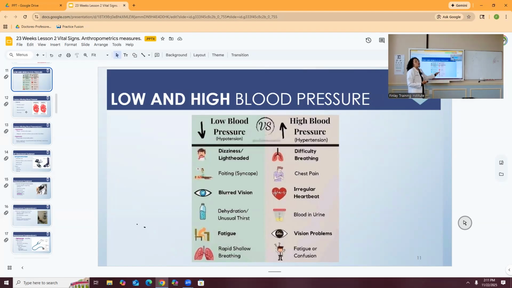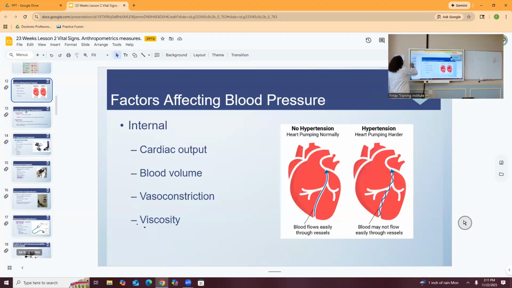If you send them to do a blood test or urine test, they're going to have blood in the urine. And the problems with vision are going to include blurry vision, but also the patient is going to say that they are losing peripheral vision. So they are going to feel like they're looking through a tunnel. And fatigue and confusion are also signs of high blood pressure.